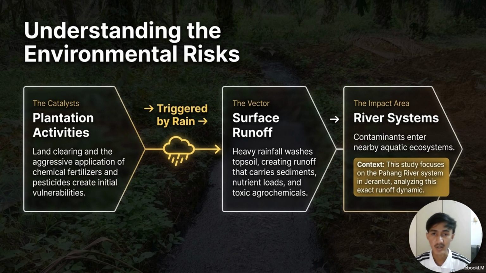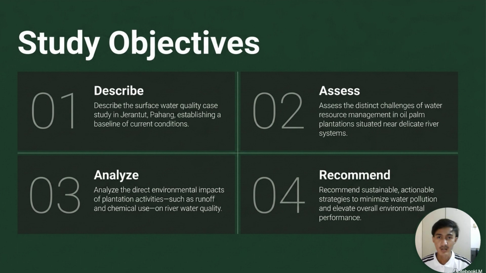Therefore, our case study focused on the river system associated with an oil palm plantation area in Jerantut, Pahang. Through this case, we can better understand how plantation activity may influence surface water quality and why sustainable environmental management is important. Moving on to the objective of our case study.